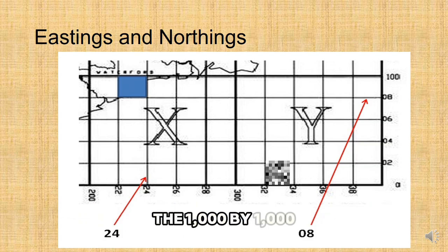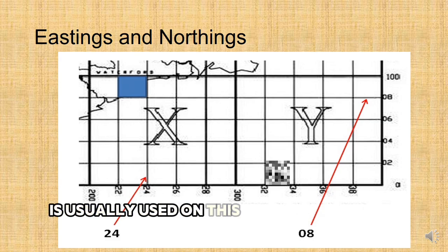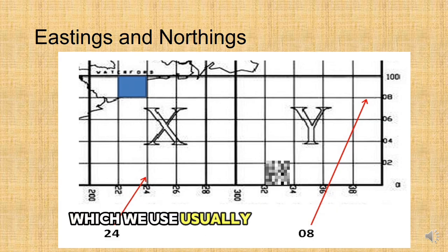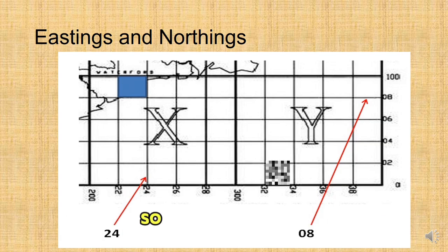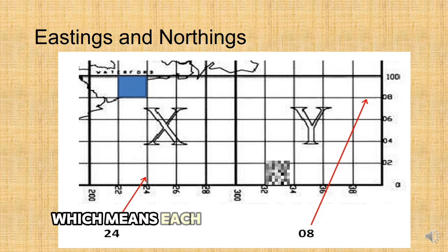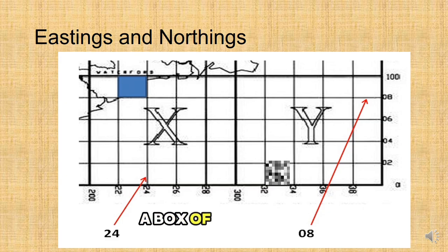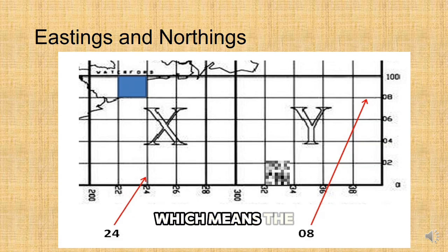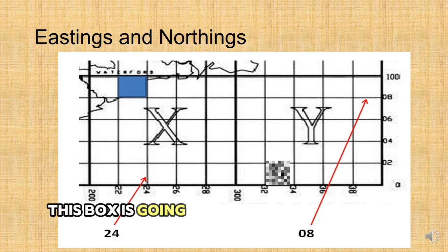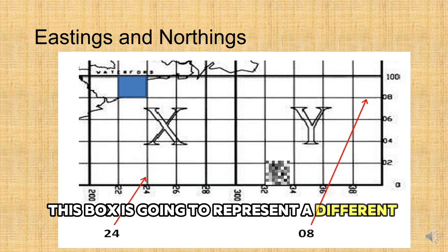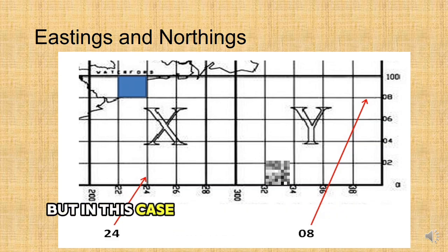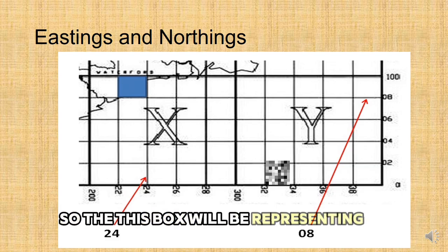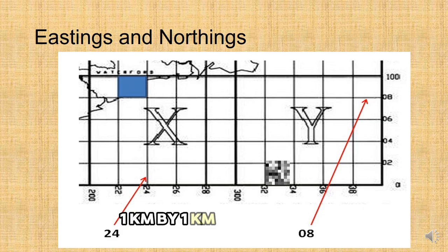The 1,000 by 1,000 is usually used on these topographical maps, which we usually use in our schools. So it is 1,000 by 1,000, which means each square is representing a box of 1 kilometer by 1 kilometer if it is a map of 1:50,000. If the scale changes, the box is going to represent a different scenario. But in this case, our map will be a 1 to 50,000 map. So this box will be representing 1 kilometer by 1 kilometer square.